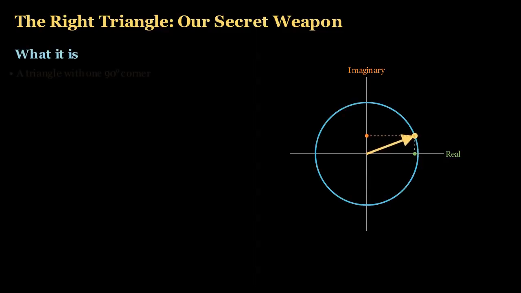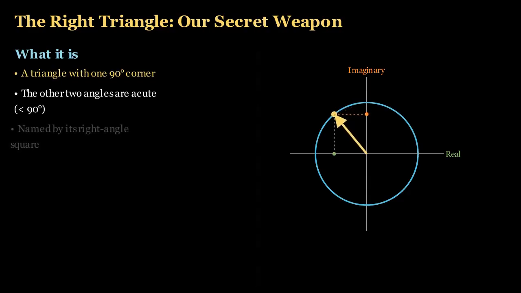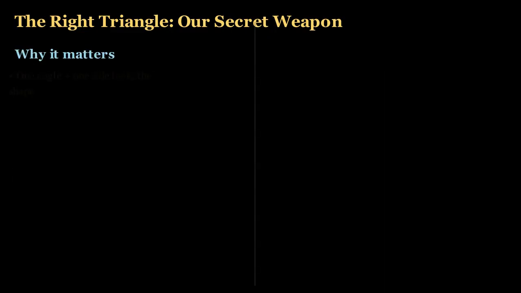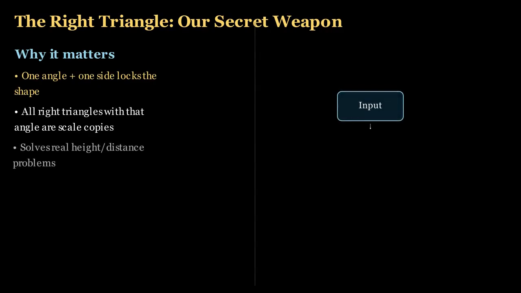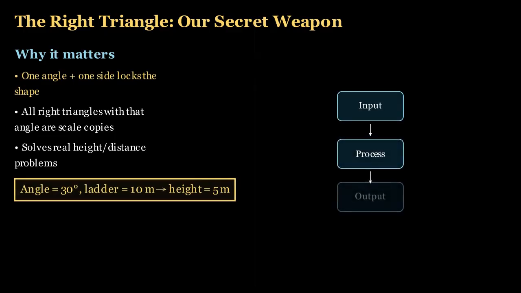A right triangle is simply a triangle that has one corner exactly 90 degrees, a perfect square corner. The other two corners are always smaller, acute angles. We mark the right angle with a little square so you can spot it. Imagine a ladder leaning on a wall. If you know the angle it makes with the ground and the ladder's length, the triangle is completely locked. The height on the wall and the distance from the wall are forced.